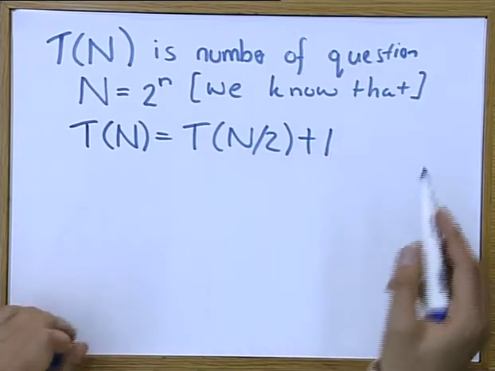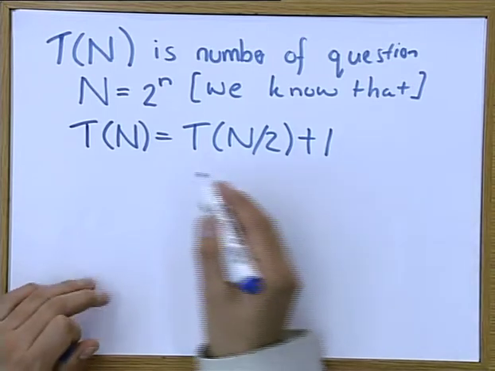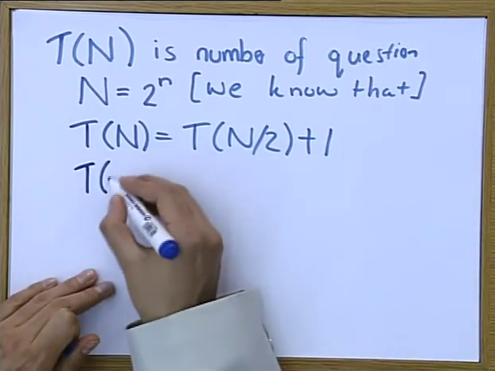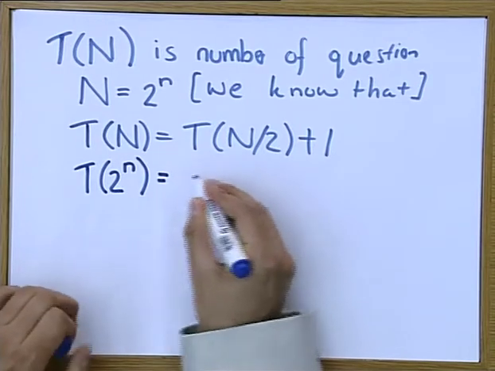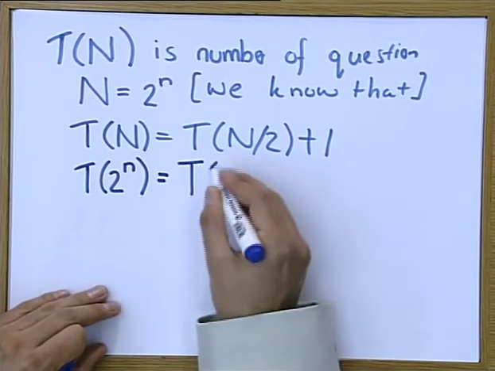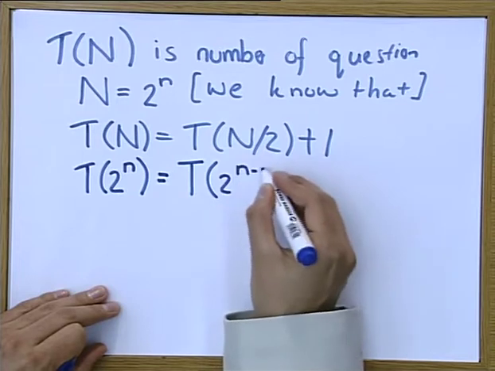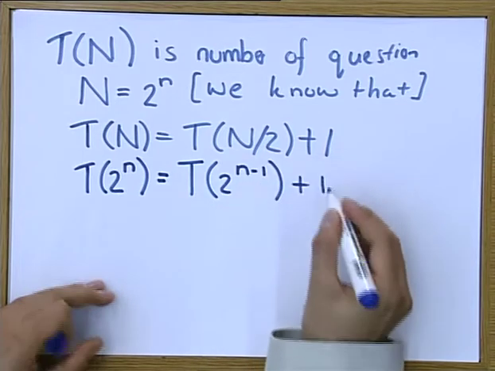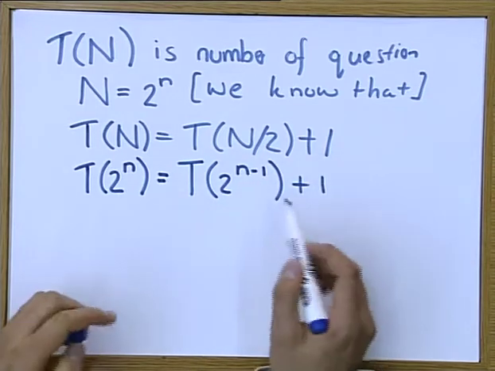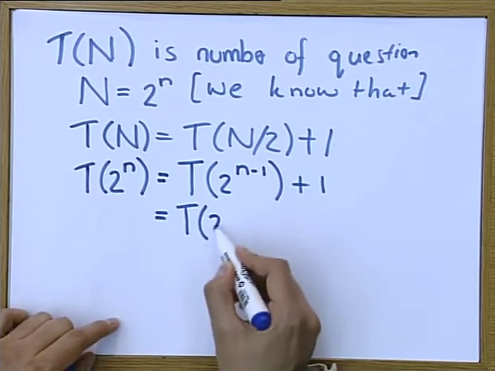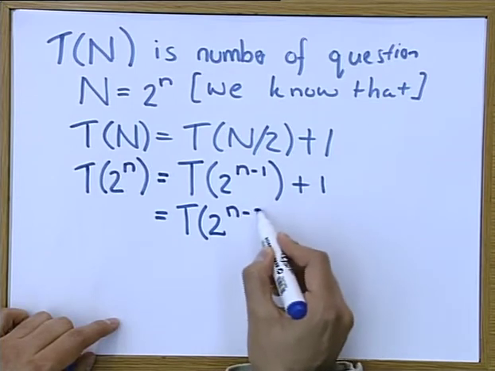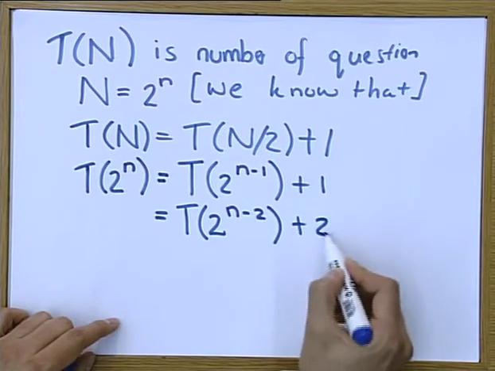And from the other equation that we have, we know that this is then equivalent to T(2 to the power of n) is equal to T(2 to the power of n minus 1) plus 1. And now let's just apply this sequence to itself. So this is of course equal to T(2 to the power of n minus 2) plus 2.